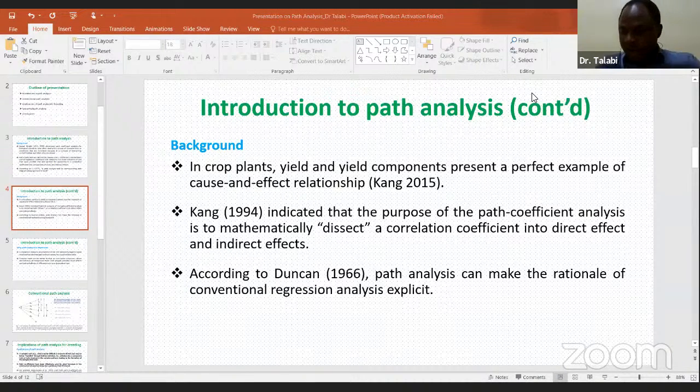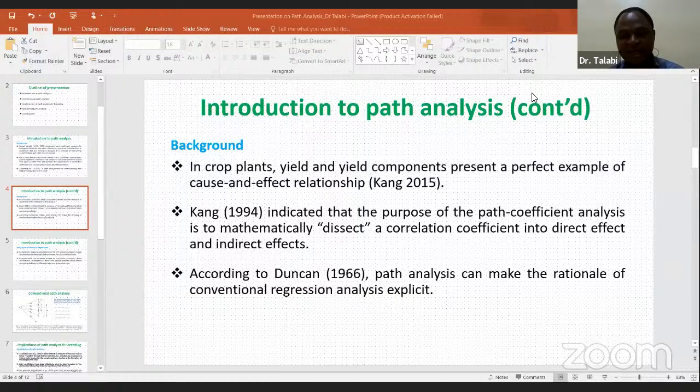Okay. All right, so I was trying to say that in crop plants, we have the yield and the yield components, which we can look at as a perfect example of the cause and effect relationship that path analysis tries to explain. So talking from this perspective of a maize breeder, when you are looking at yield as your primary trait, you have the components. For example, you have the ear length, you have the rows per cob or per ear, so to say. You have the number of kernels per row and all that. All that will give you an indication of what the traits are contributing to the final trait of interest, which is the yield.